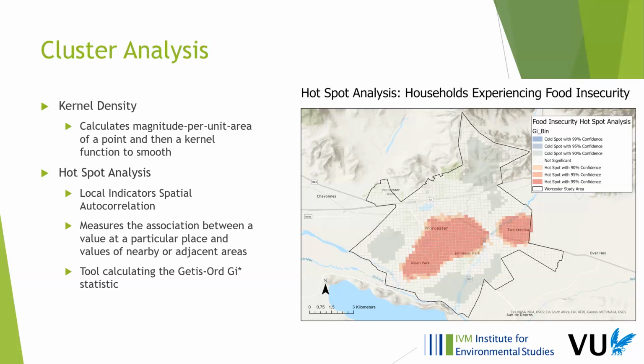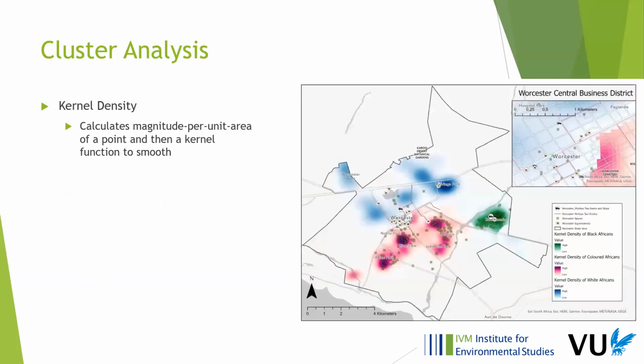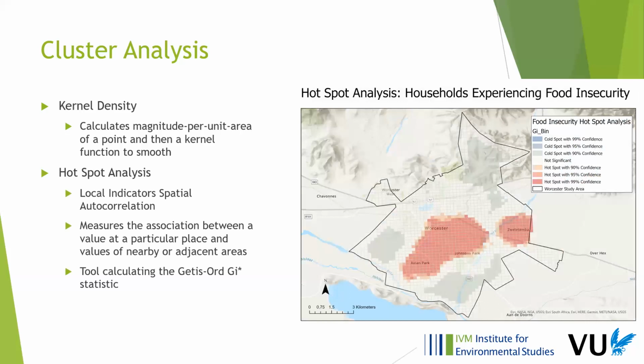So here we have the dark red as the hotspot for food insecurity in the city of Worcester. And if you were to overlay this with our previous map, we see, for example, that our hotspots are highly concentrated in our colored African neighborhoods as well as our Black African neighborhoods.